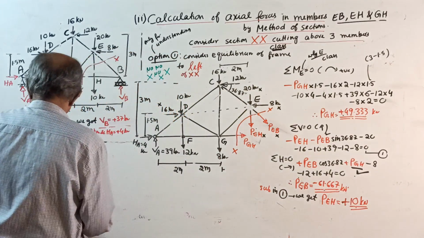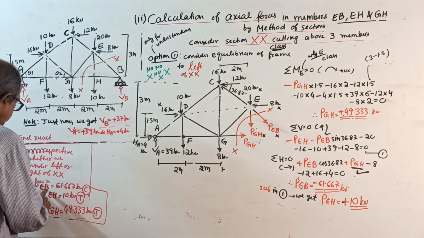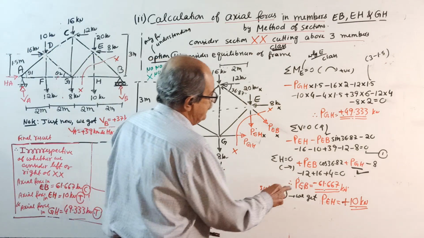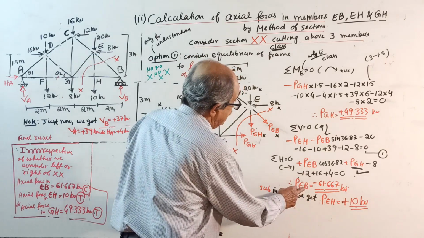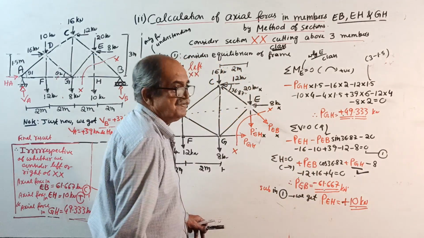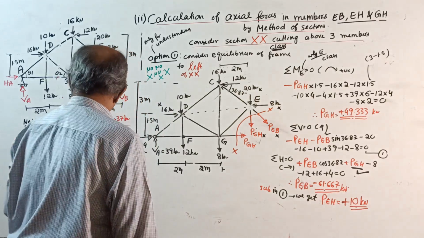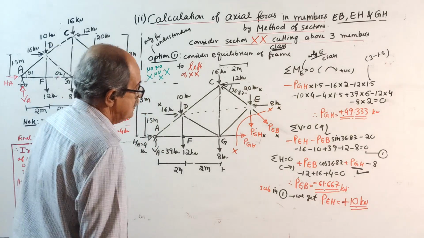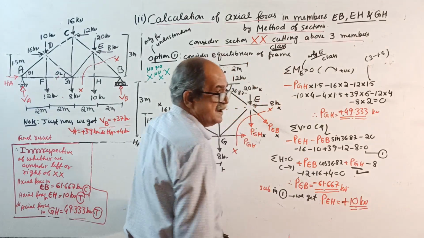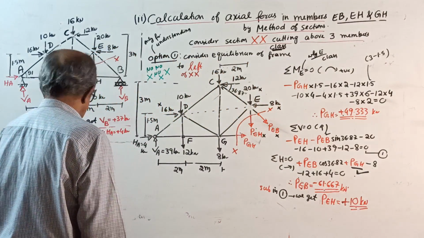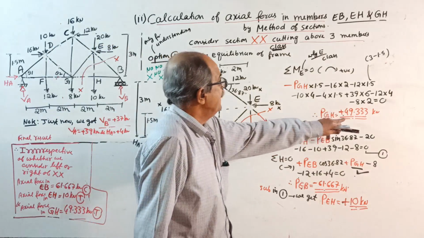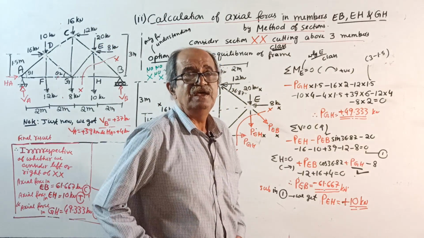Then write the result. Therefore, axial force in EB is 61.667 kilonewton compression. Axial force in EH is 10 kilonewton tension. Axial force in GH is 49.333 kilonewton tension. That is the answer.